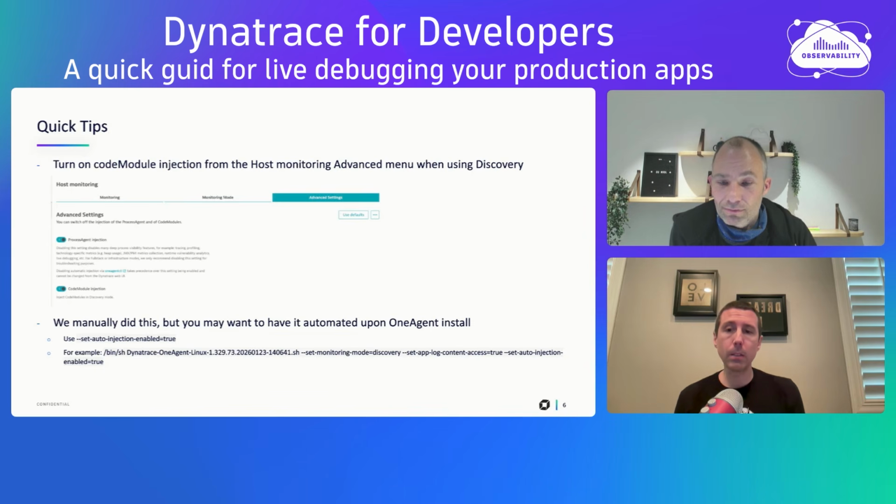In those cases, you can pass a command line parameter when you roll out OneAgent called set auto injection enabled. Set that to true, and then on any host you've deployed this to, code module injection will be automatically turned on for you, and then you're ready to use the live debugger. Awesome. That's great to hear. This also works at scale through infrastructure as code or configuration as code.